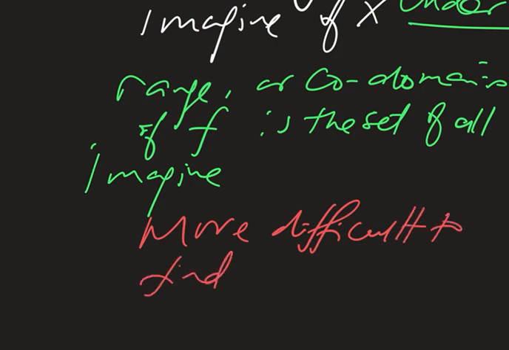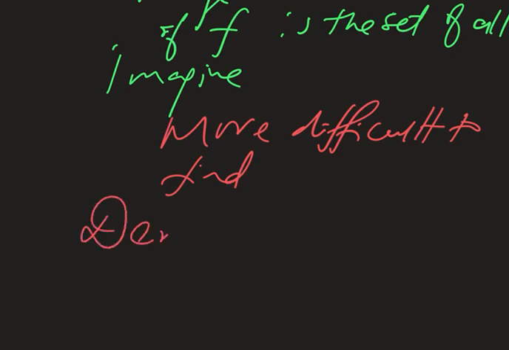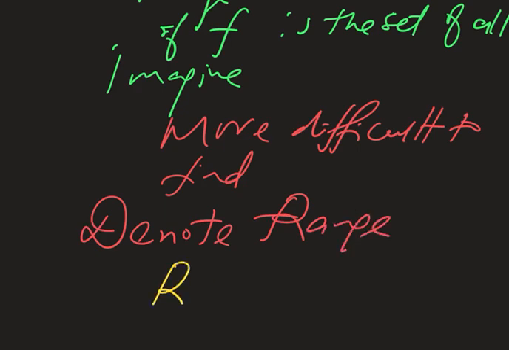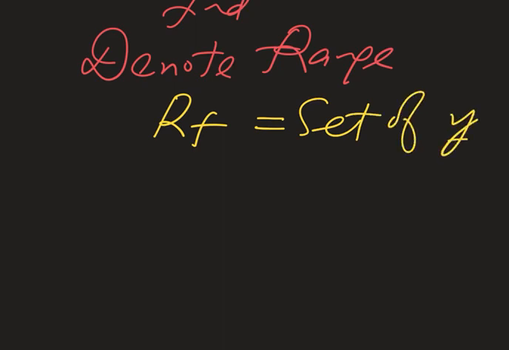Okay, so normally, how do we denote the range of f? We use R_f to denote range. It's a set. Again, it's a set. y is an element, and this is a set. Okay, so now the range of a function can be sketched by a graph.